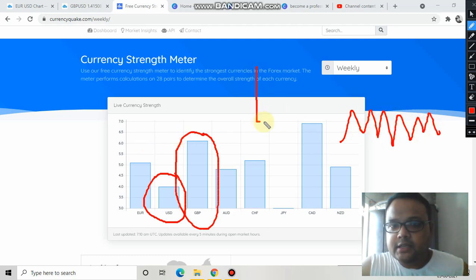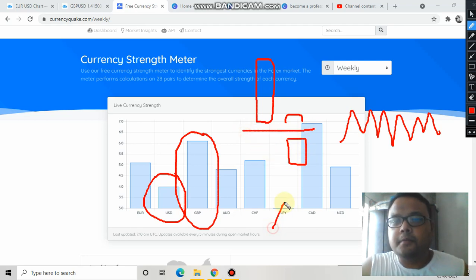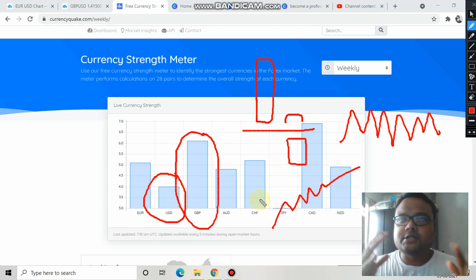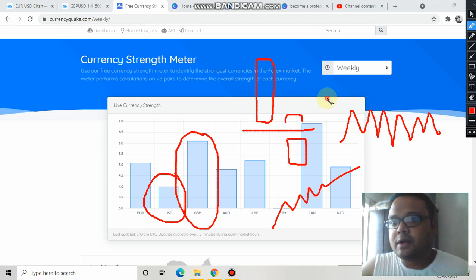Whenever one currency is very much positive, let's say GBP USD is very much bullish, and on the other hand USD is very weak, or USD is negative, then we will get an up move like this, a strong bullish move. But whenever both the currencies are positive, then we get a sideways market.